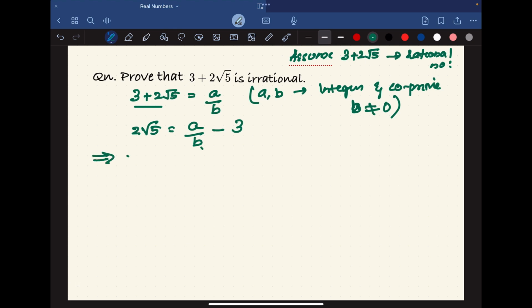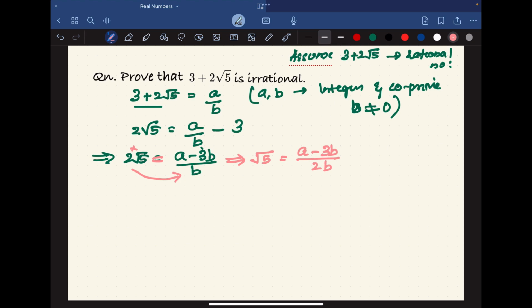That is 2 root 5 is equal to (a - 3b) divided by b. Right. So now I'm going to write what is root 5. That means I'm keeping the root 5 alone on the left hand side, taking 2 also to the right hand side. So as I told before, this is multiplied. It moves after the equal sign. It will go where? To the denominator. So (a - 3b) by 2b.